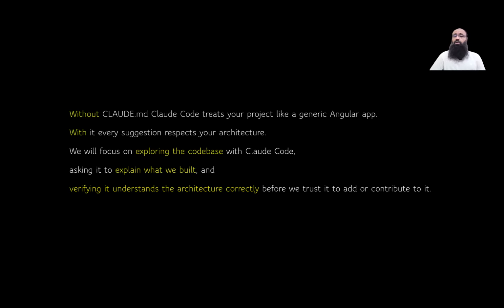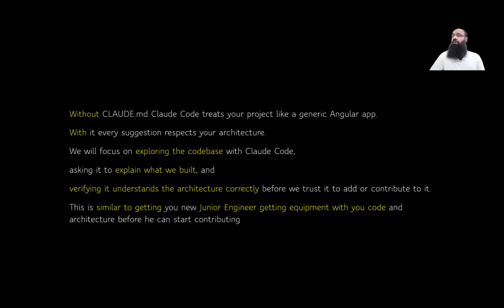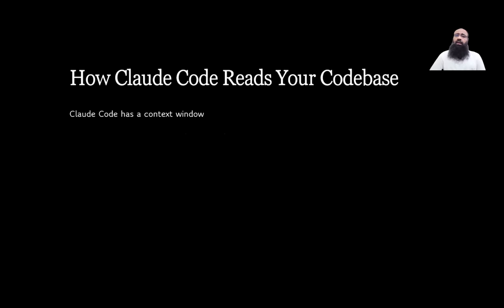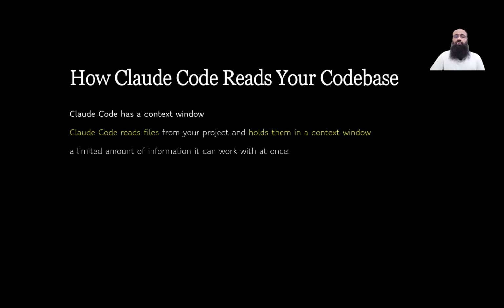This is similar to getting your new engineer equipped with your code, the analogy we have already been carrying along, before he starts contributing to anything. So now we need to see how Claude Code is going to read our code base. Claude Code reads files from our project and holds them in the context window, which we have already seen, but it's a limited amount of information it can work with at once. You can think of it like a short memory.